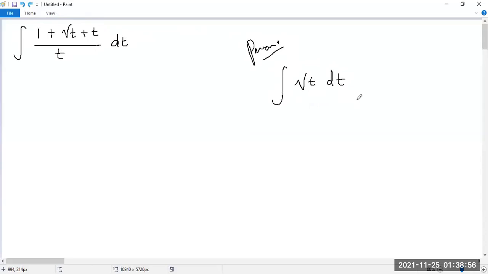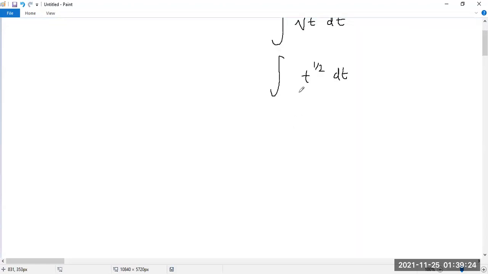Well, remember that if we were dealing with under root x, we know that under root x is the same thing as x to the 1/2. Or if we have x to the 1/2, that's the same thing as under root x. So if I have under root t here, this is the same thing as taking the integral of t to the 1/2 dt. And now I can just use the power rule that I'm really used to. I'll add 1 to the exponent and divide by whatever I added.